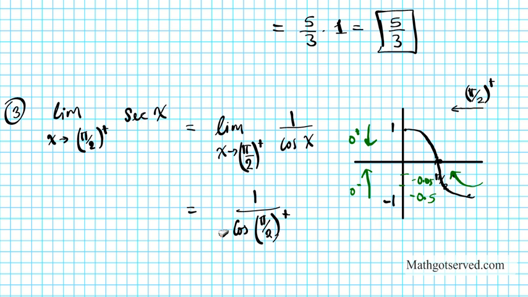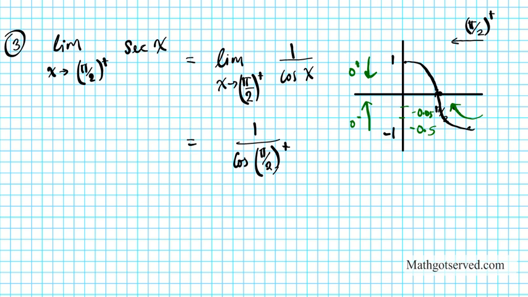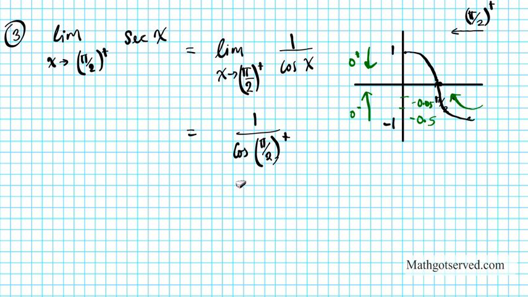So 1 over cosine pi over 2 from the right is the same thing as 1 over a very, very small negative number, since we are approaching from the bottom. If we were approaching from the top, it would be positive. So what is 1 over a very small negative number? It is the same thing as negative infinity. If I flip, or multiply by the reciprocal, I have 1 times negative 1 over, multiply that out.